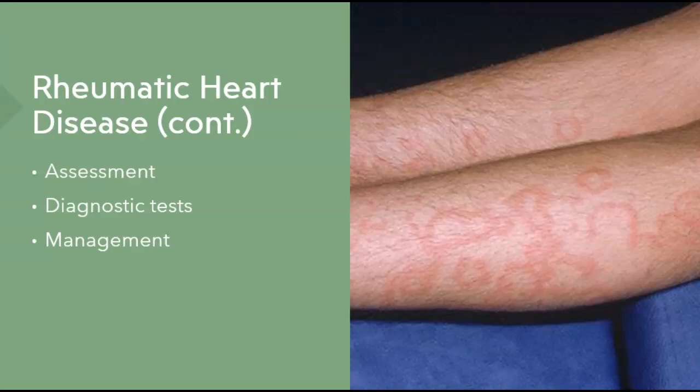For the assessment of a person with rheumatic heart disease, there's subjective and objective. So subjective, they'll probably complain of joint pain or arthritis because the body is attacking the connective tissue at the joints. Chest pain, lethargy, or fatigue.